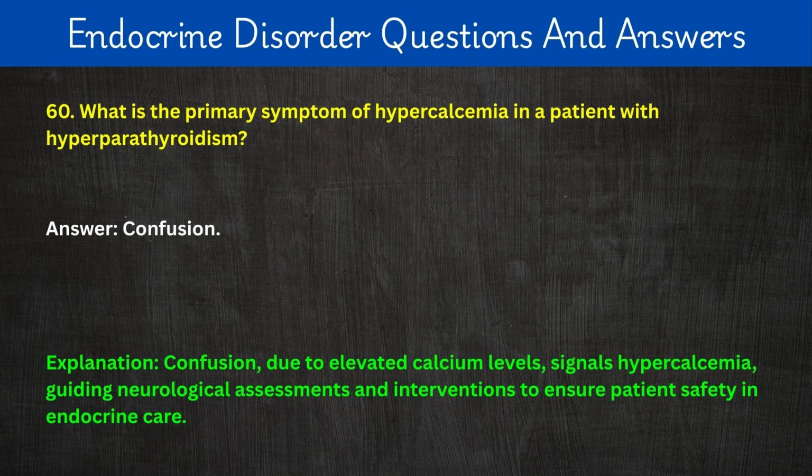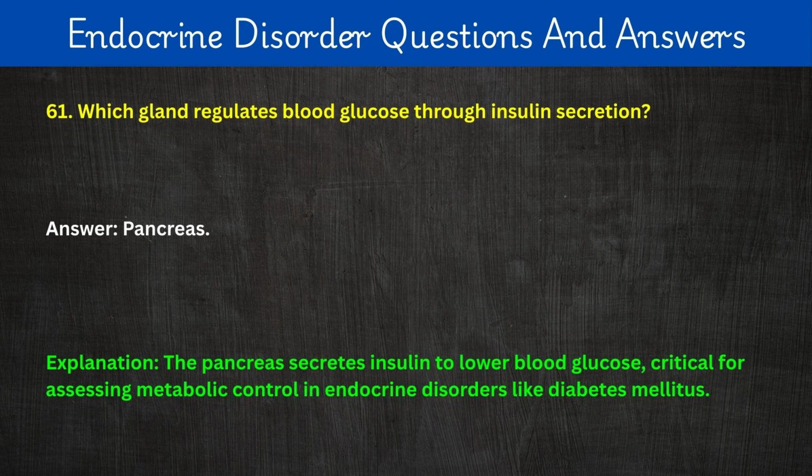60. What is the primary symptom of hypercalcemia in a patient with hyperparathyroidism? Answer: confusion. Explanation: confusion, due to elevated calcium levels, signals hypercalcemia, guiding neurological assessments and interventions to ensure patient safety in endocrine care.